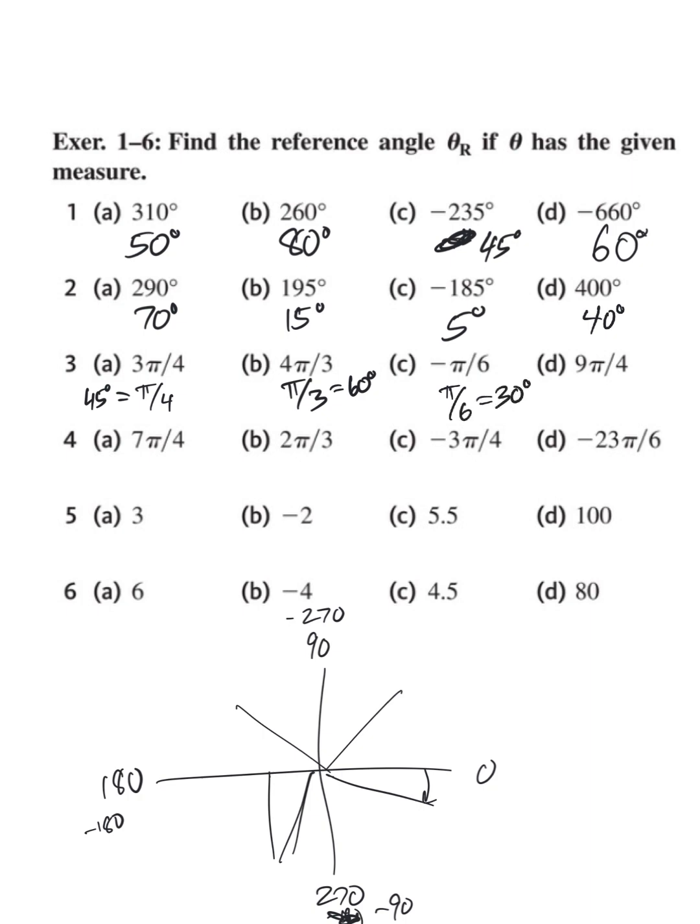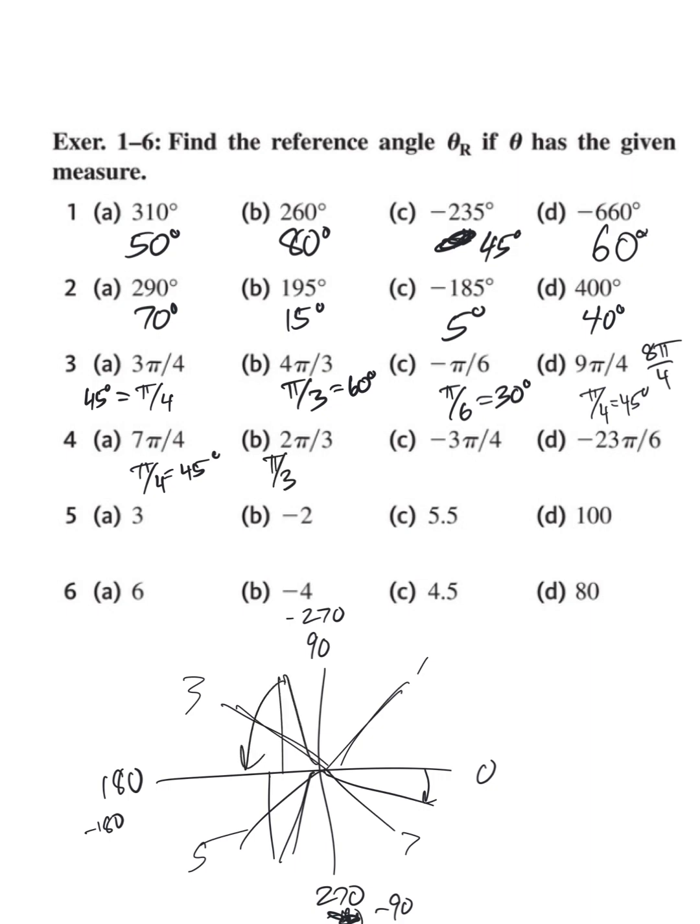9 pi over 4. So 8 pi over 4 is 2 pi. So this goes around a full circle, and then another pi over 4, or another 45 degrees. 7 pi over 4, so 1, 3, 5, 7. So the reference angle would be pi over 4, or 45 degrees. And 2 pi over 3 is 120 degrees, all right? So again, that's a 60 degree reference, or pi over 3 reference. And you need to be good at all of these.